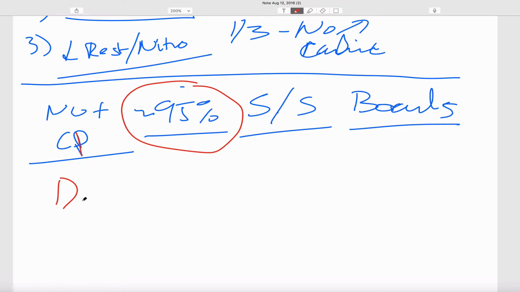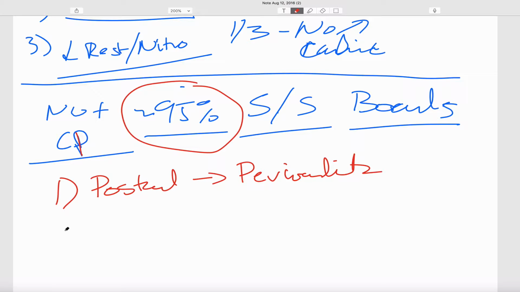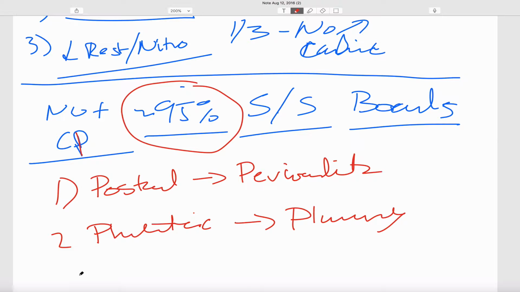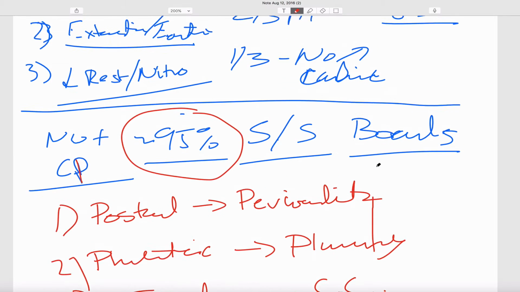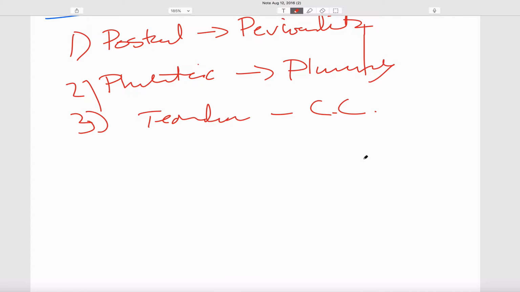But these things are, number one would just be positional. And something that's positional is to be thinking about pericarditis. Something else would be pleuritic. And if it's pleuritic, you're thinking about pleurisy. And then our number 3 down here would be tender. And this would be your costochondritis. So costochondritis would be the tender. So positional, pleuritic, or tender. You don't need to be thinking about cardiac chest pain as the cause. Usually it's a non-cardiac source.